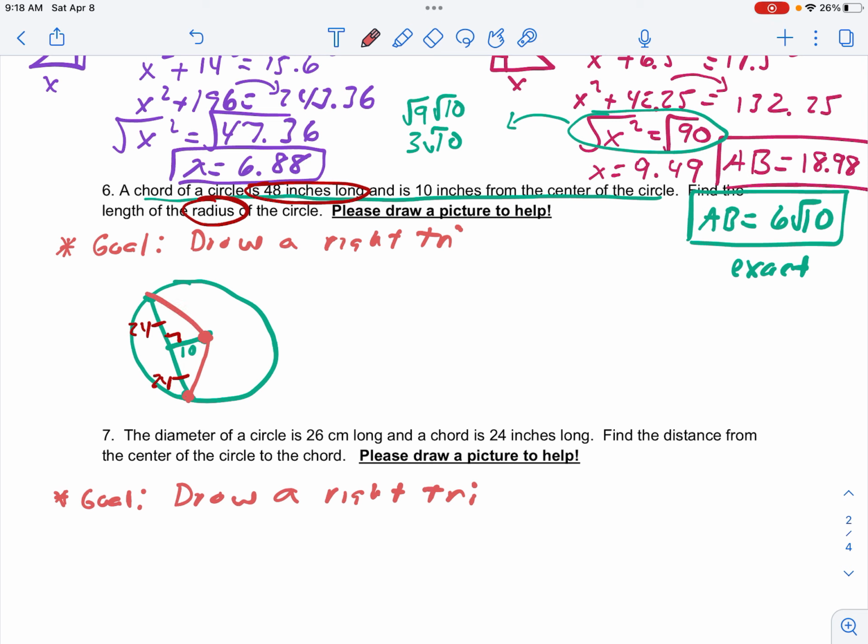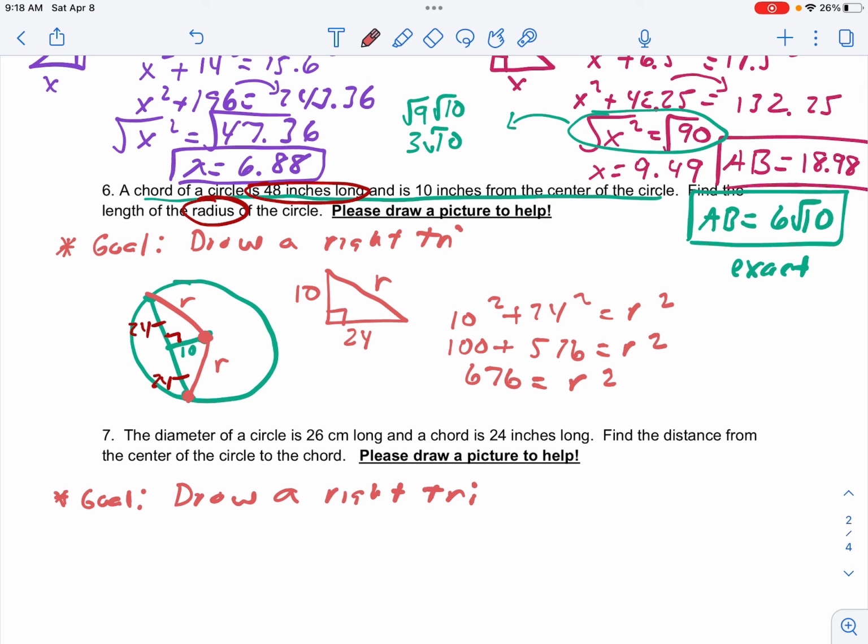My goal is to find that length. Here's what I have now. I have a right triangle where I have the height of 10 and the base is 24, and my goal is to find my radius. So for the manyth time on this review, Pythagorean theorem again comes into play. 10 squared plus 24 squared equals r squared. 100 plus 576 equals r squared. So that's 676 equals r squared, square root. This works out for us. The answer is 26. Because the problem had inches the entire time, I'm going to put inches on my answer.